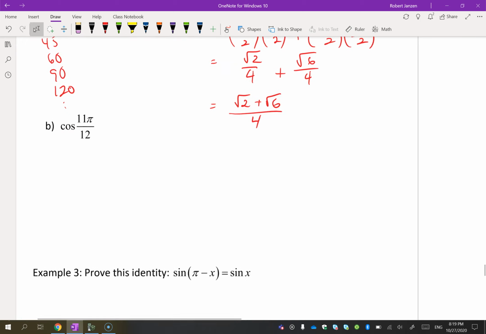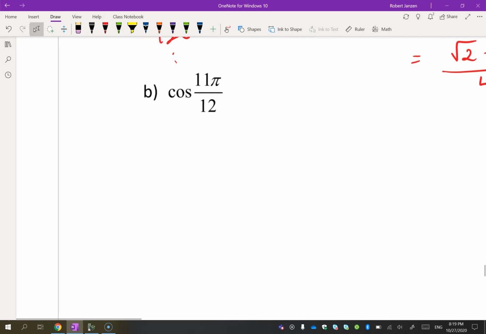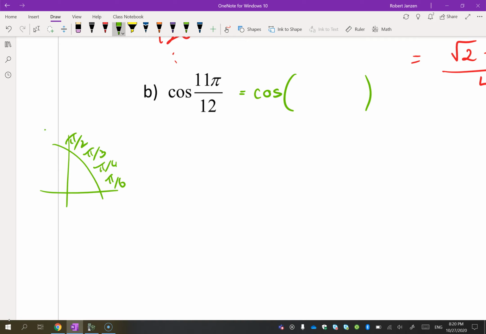Okay, let's try the next one. So this one's a lot harder, because we're good with the degrees, but we're not so good with radians. Okay, what I want to do is write this as a combination of two angles that I know, but I don't know any pi by 12s. So here's what I'm going to do. I know I have pi by 6, pi by 4, pi by 3, pi by 2, and then the next one would be 2 pi by 3, and the next one would be 3 pi by 4. Let's put those ones into pi by 12s.